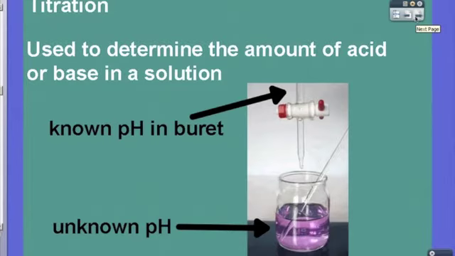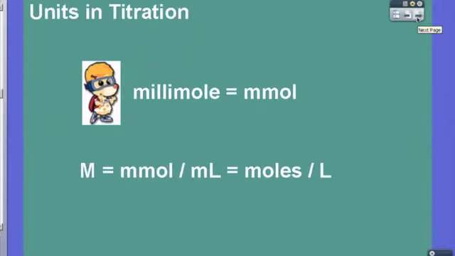A titration is used to determine the amount or the concentration of an acid or a base. You have an acid or a base that's going to be in the burette, and that's going to be of known pH. And then in your flask, you're going to have a known pH.